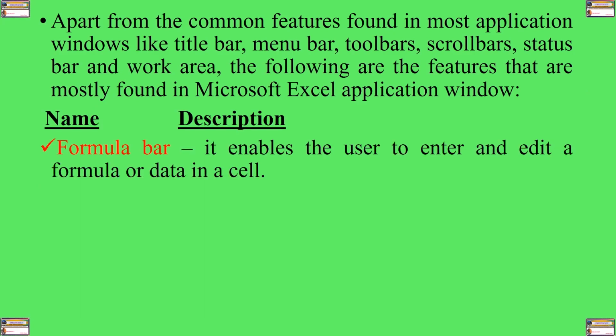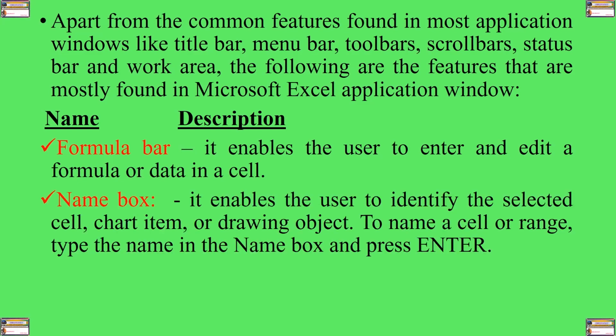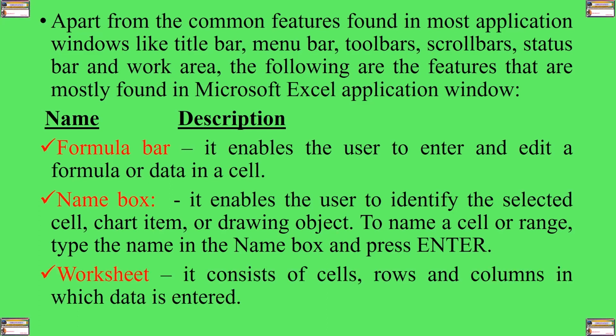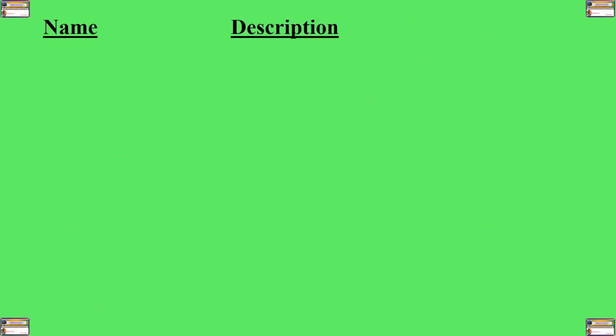Formula bar. Formula bar enables the user to enter and edit a formula or data in a cell. The name box enables the user to identify the selected cell, chart item, or drawing object. To name a cell or range, you type the name in the name box and press enter. Worksheet. Worksheet, just as you have seen, consists of cells, rows, and columns in which data is entered.